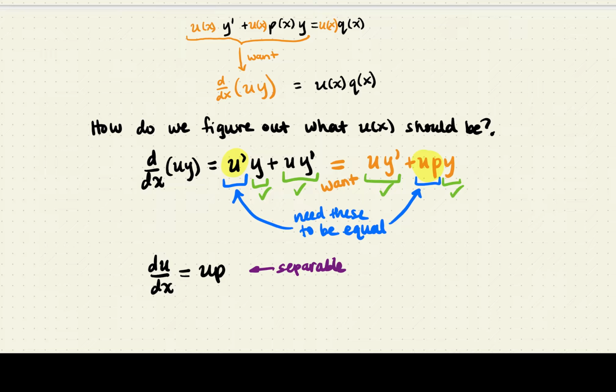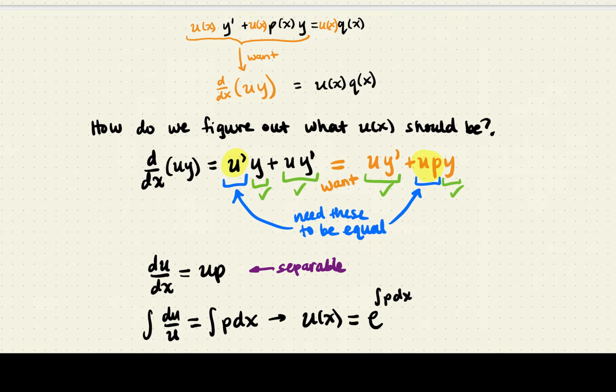So I'm going to go ahead and separate the variables. We'll get du over u, the integral of du over u will be equal to the integral of p dx. So I separated the variables here, got the u with the du, and the dx with the function p of x, and then we integrate. And if you do that integration, you'll get that u of x is equal to e to the power of the integral of p dx. So the power on e here is the integral of p dx. This is our integrating factor.